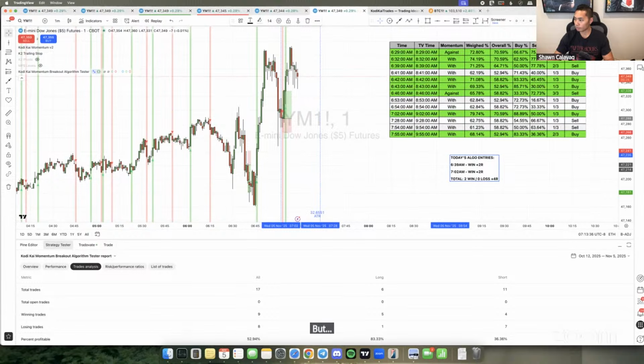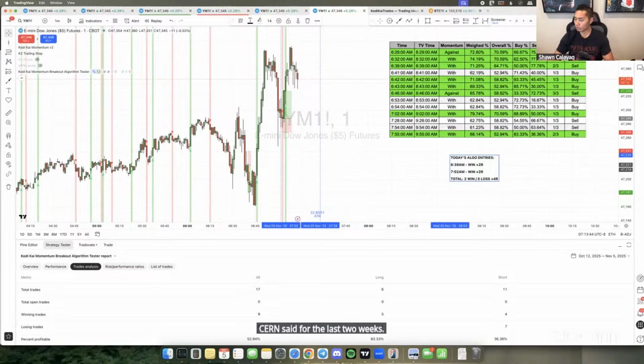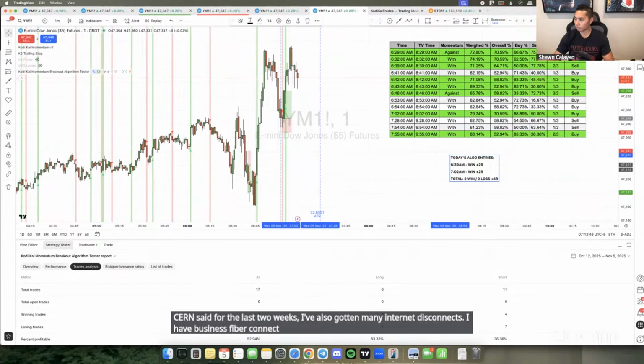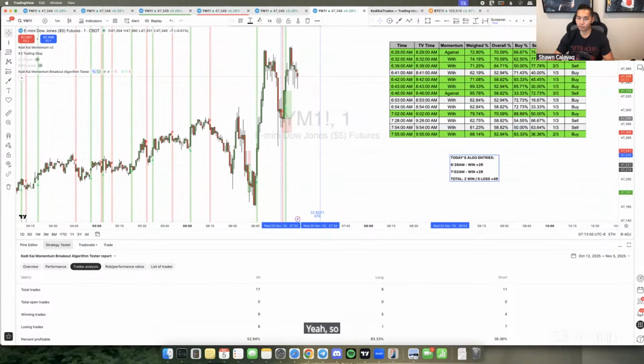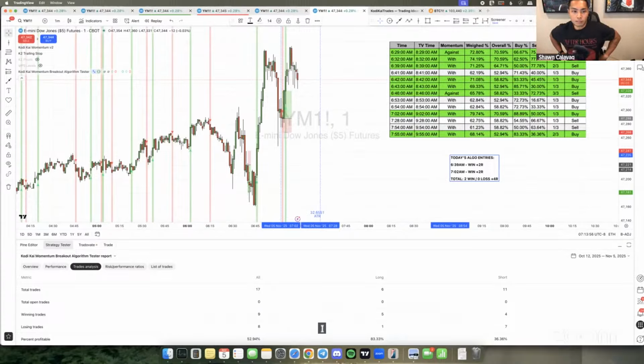Let's see what we got next. Rev said he's gone through that before and had to do a fresh install. CERN said for the last 2 weeks, he's also gotten many internet disconnects. He has business fiber connect and never experienced this before. So it seems like fiber just might be the issue with the internet, guys, because CERN has it for his business as well. I have it for my business. It seems like it's just a fiber connection.